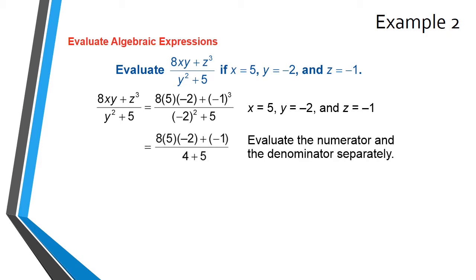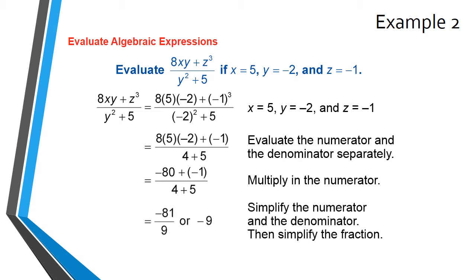Okay, so we evaluated the numerator and the denominator separately. We went ahead and simplified our values that had exponents. Negative 1 to the third power remains negative 1. Negative 2 to the second power becomes a positive 4. Now I'm going to multiply in the numerator. So I simplified 8 times 5 times negative 2, which gives me negative 80.